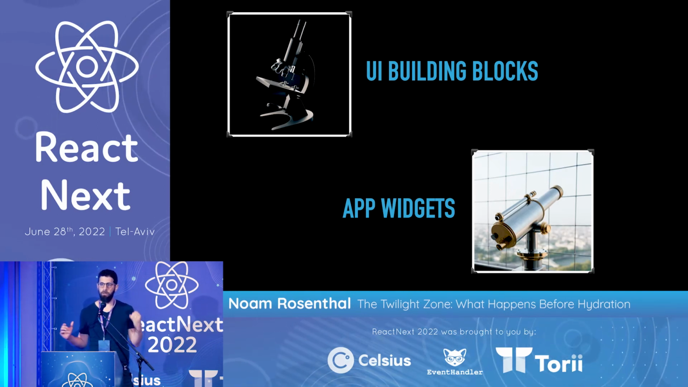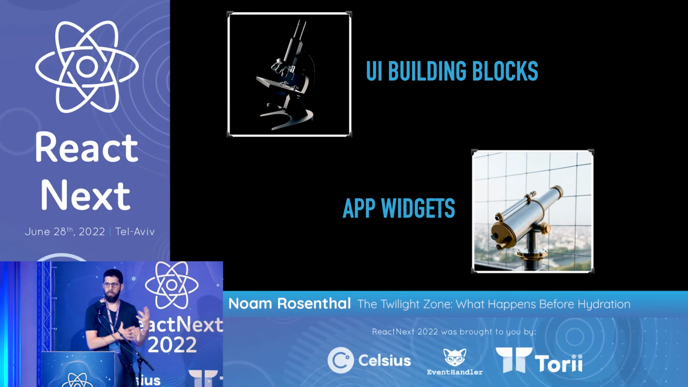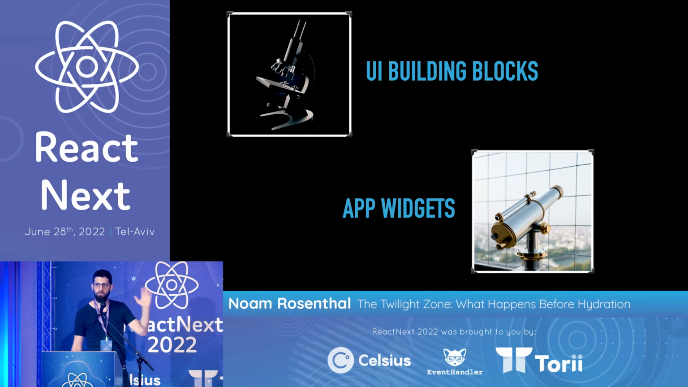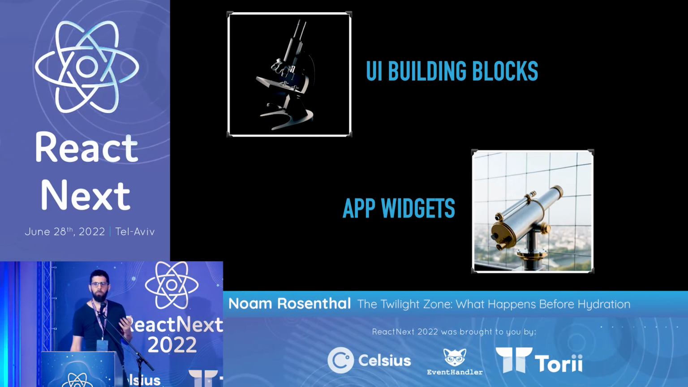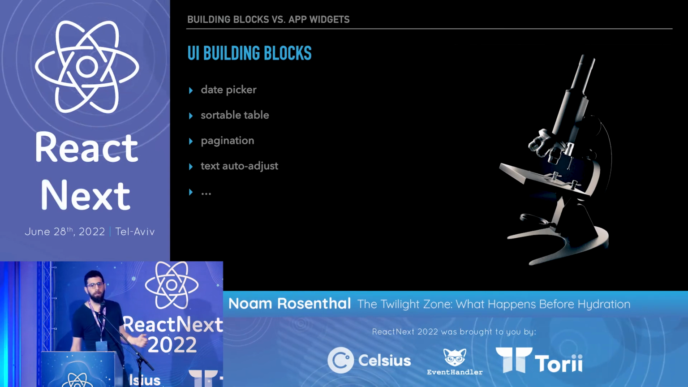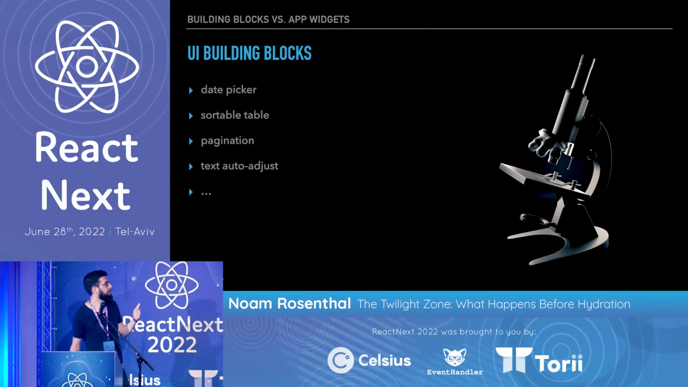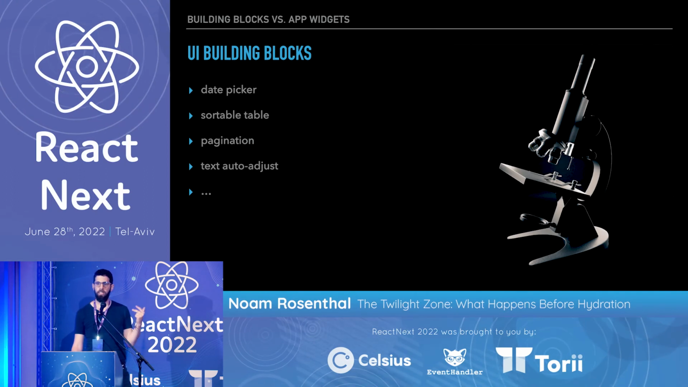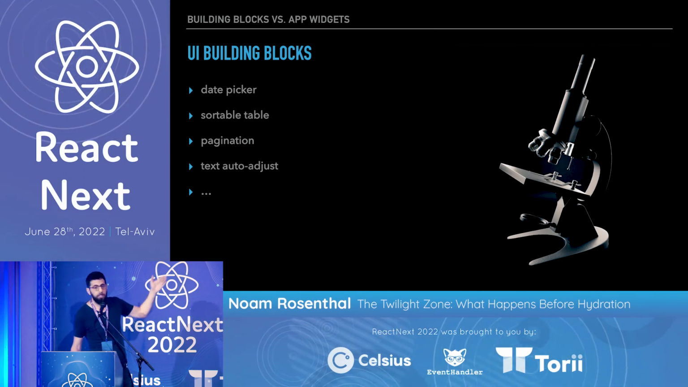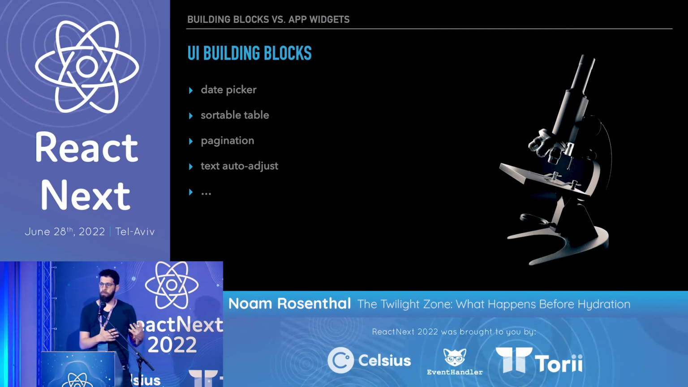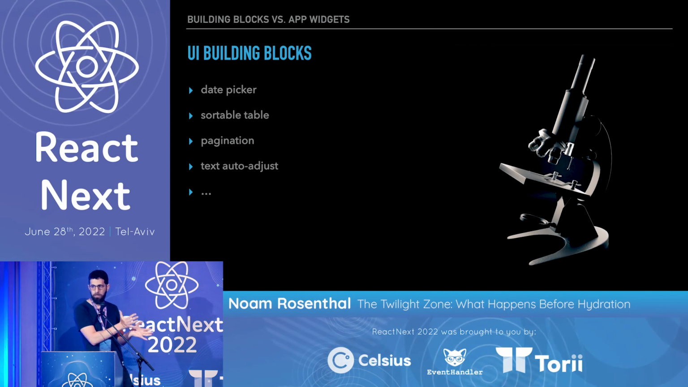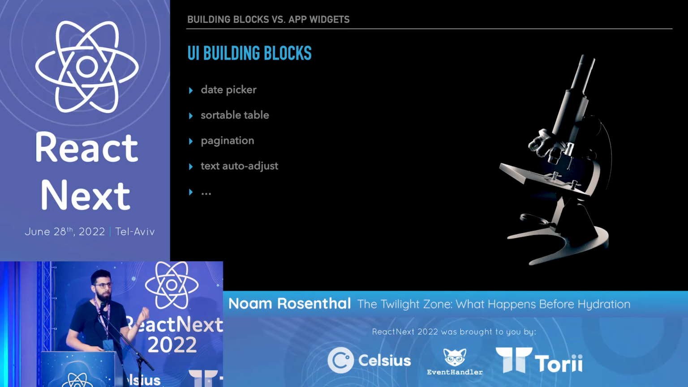React is good for synchronizing your app model, your app state, with your DOM. That's what it's great at. Use it for that. How do we know which is which? These are examples of UI building blocks: date picker, sortable table, pagination, text auto adjust. You can imagine all of these to be part of the web platform in a way. Like date picker, you have one in the web platform. Maybe you want your own because it doesn't suit your needs. That's fine. But all of these are generics.